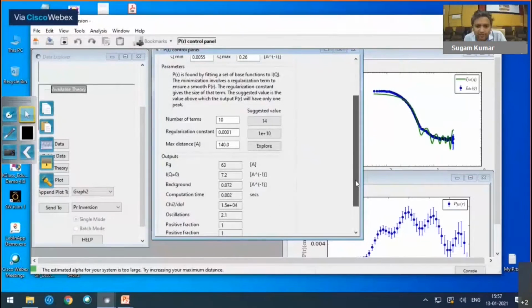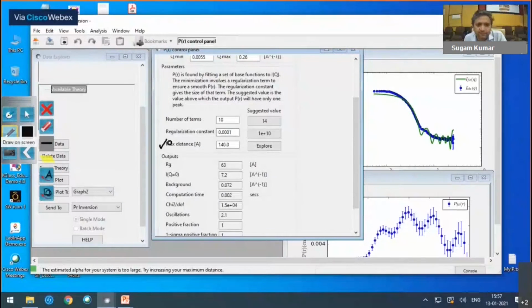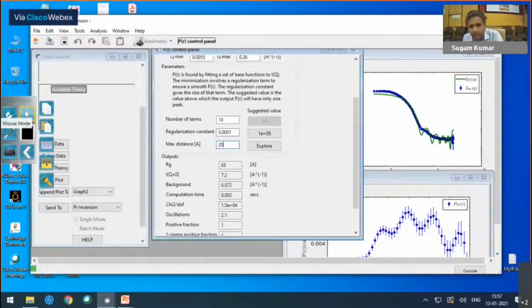Now what we need to do is to give three parameters. Most important is the maximum distance. This is the distance usually corresponding to the diameter. But since the system is polydispersed, you will see it is larger than the mean of the diameter. So let's say I start with putting here 200. And when you put 200, they will suggest some values for the terms for the series expansion and the regularization constant.